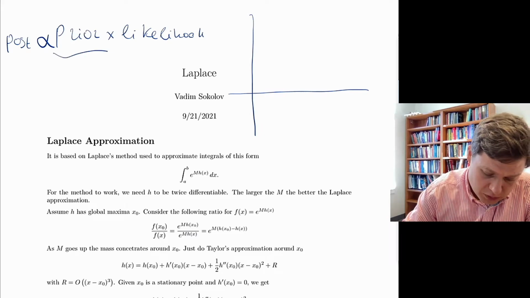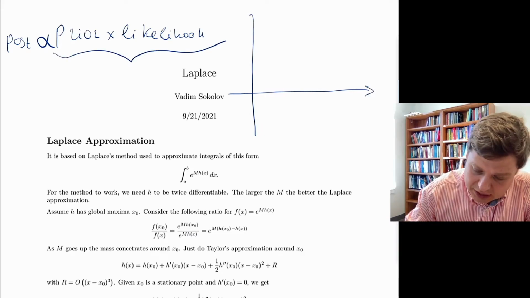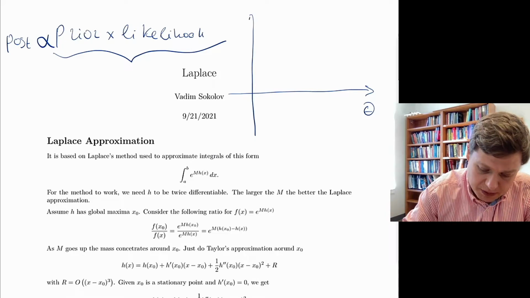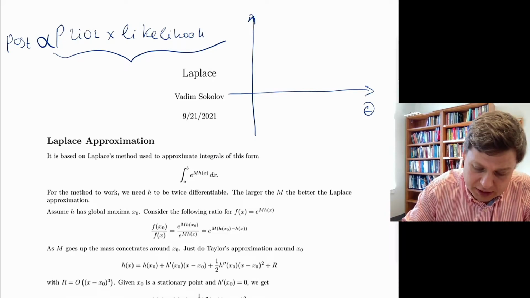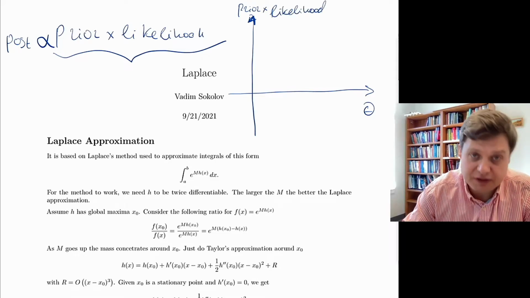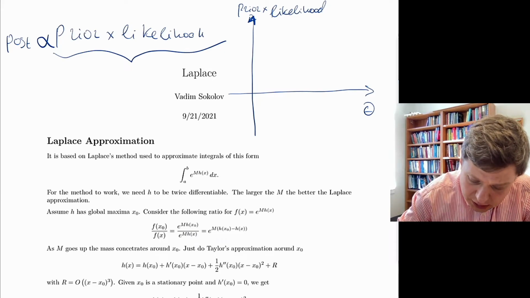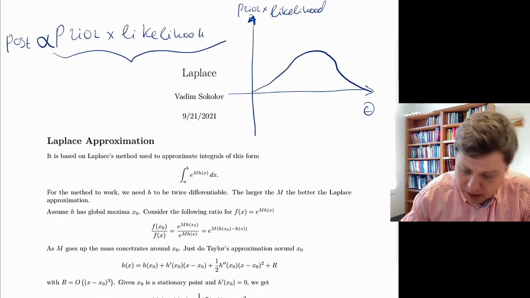So let's say this is our parameter theta that we're trying to estimate. Let's say we have just a single parameter. We're going to look at the univariate case. And that's our prior times the likelihood. So that's a function that is proportional to the posterior. And so let's say it has a shape like this.